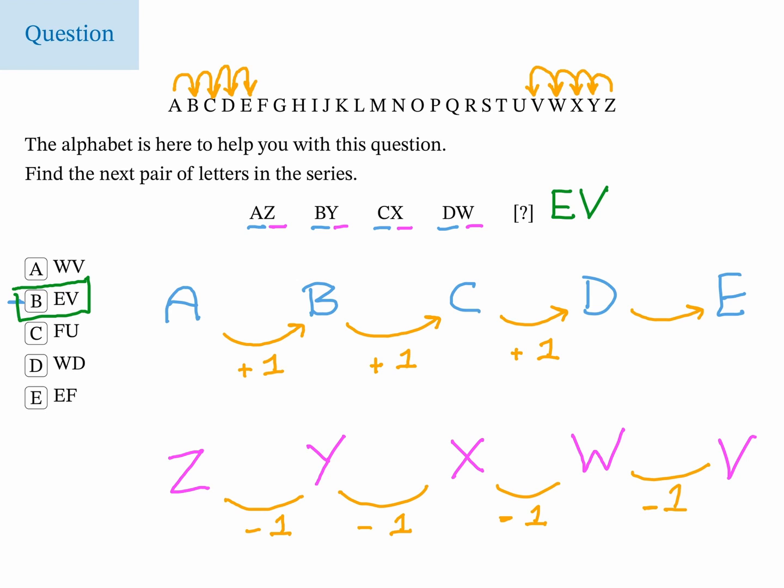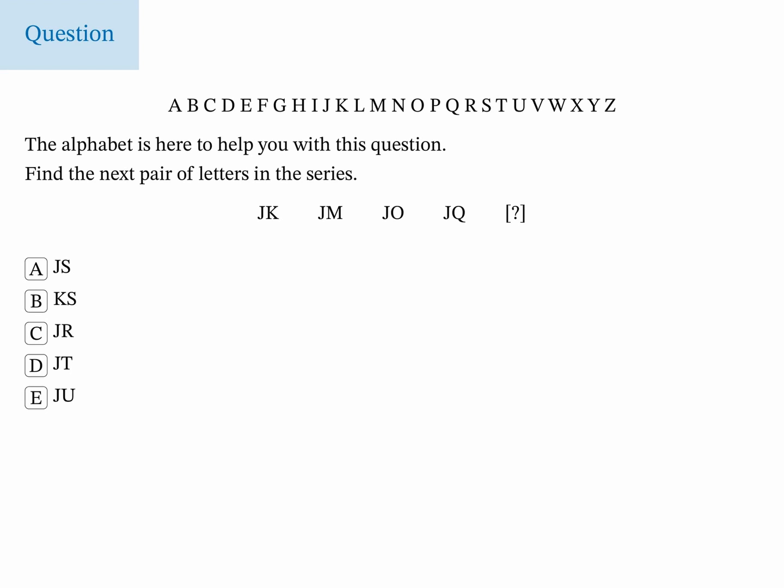Okay, I'm going to give you another one to have a go at. Let's see how you get on with this one. I'll give you a few moments. Again, use your alphabet. Look what's going on between the first letter in each pair, and then look at what's going on between the second letter in each pair, and see if you can work out what the next pair of letters in the series is.